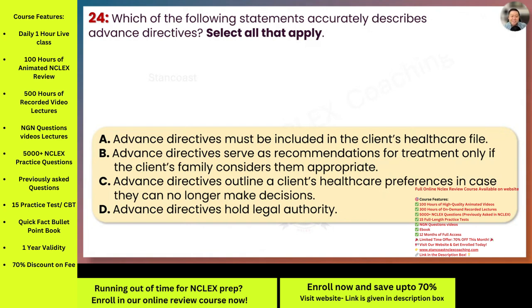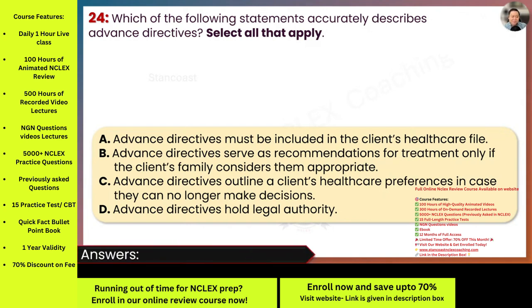So the answer here is, there are actually 3 answers here. That's options A, C, and D. Why A is correct? Well, an advance directive is included in the medical record.